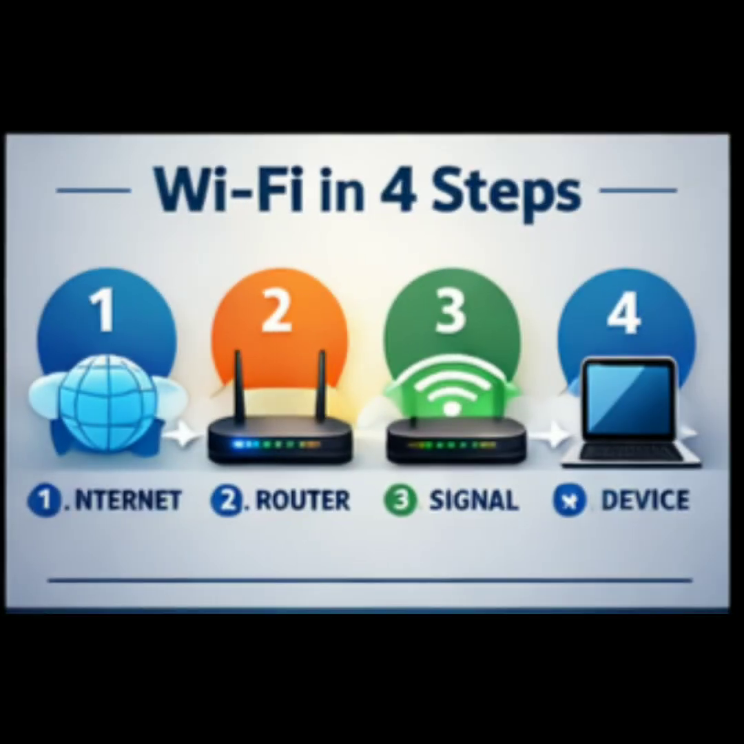So here is how Wi-Fi works in simple terms. Your router connects to the internet. It converts data into wireless signals. Your device receives those signals. Data is decoded and displayed, all happening in milliseconds.